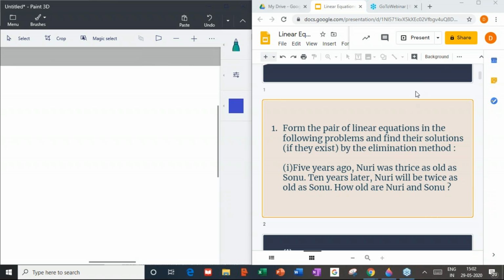Okay, so here's the first question. Form the pair of linear equations in the following problems and find their solutions if they exist by the elimination method. Okay, so first question, it's simple. Try to do this on your own.